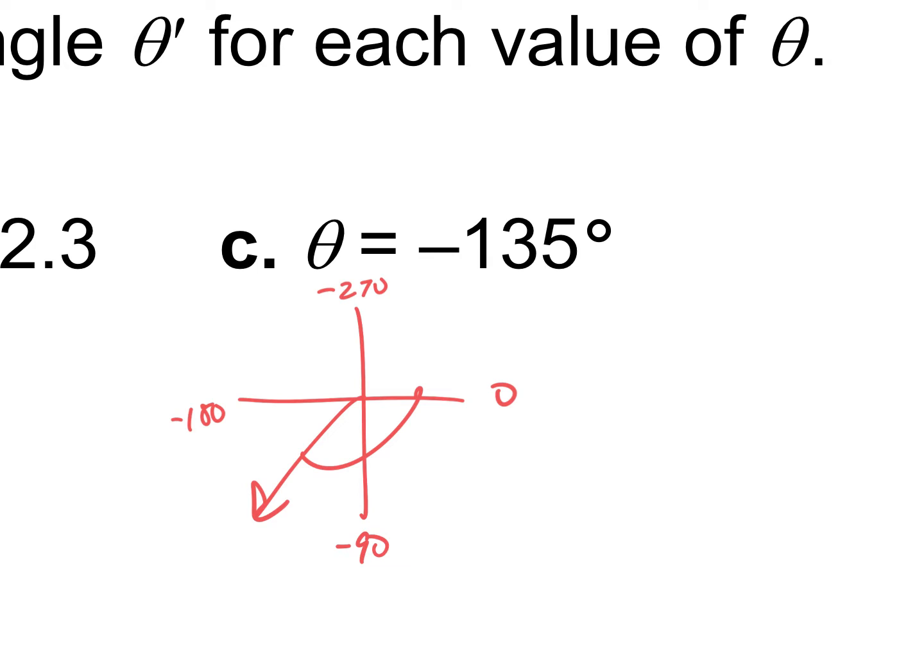Theta minus 180, or is it 180 minus theta? It's theta minus 180. So my theta is negative 135 minus 180. What do I get? A negative number.